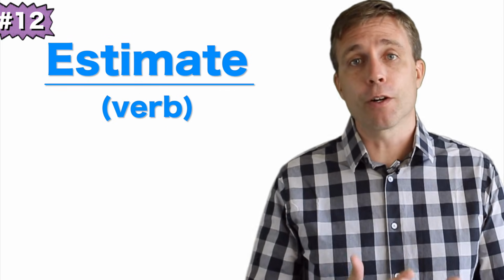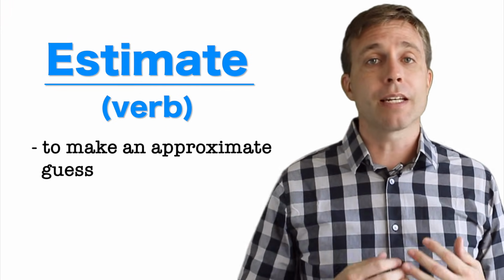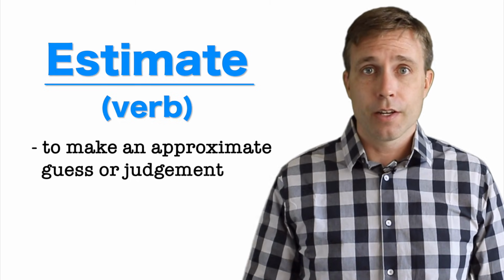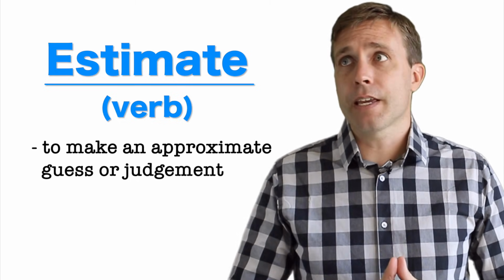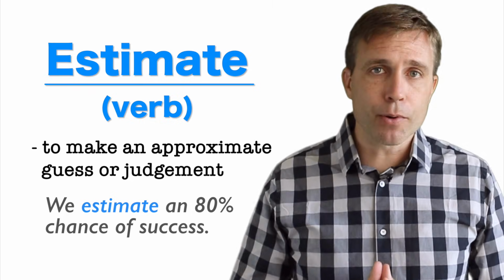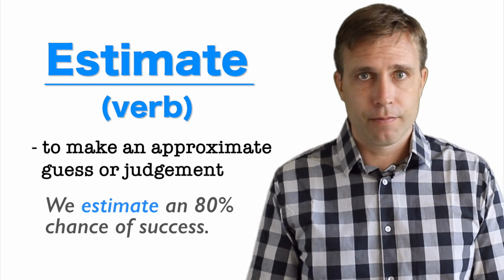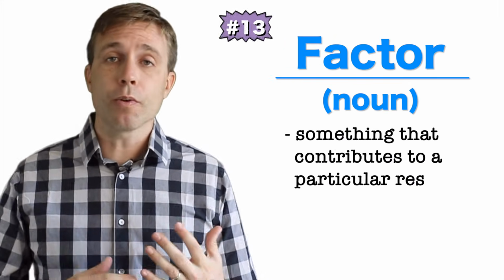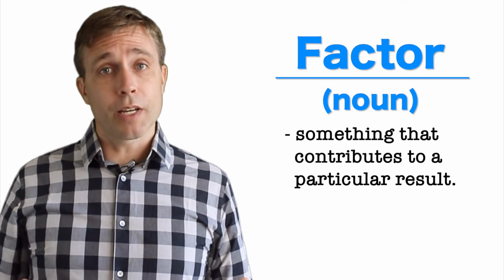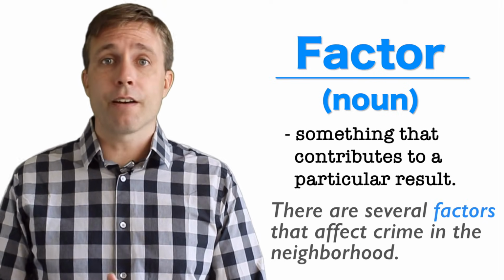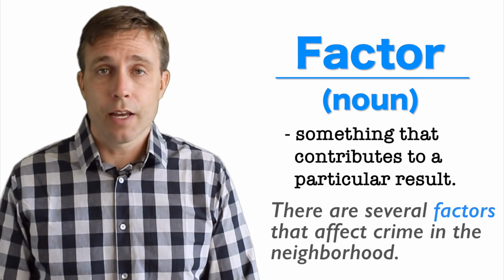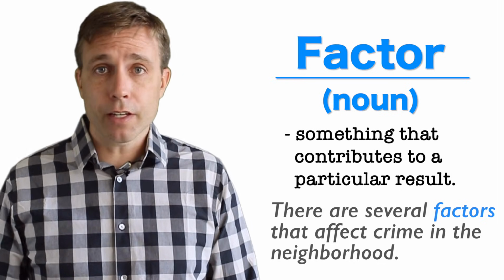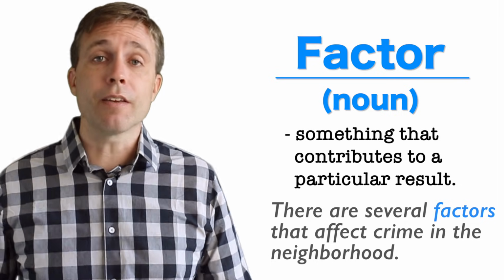Number 12, estimate. To estimate is a verb that means to make an approximate guess or judgment. So we could say, we estimate an 80% chance of success, which is pretty good. Number 13 is factor. And a factor is just something that contributes to a particular result. So we can say there are several factors that affect crime in the neighborhood. And those factors might be poverty, could be police presence, or maybe even cleanliness.